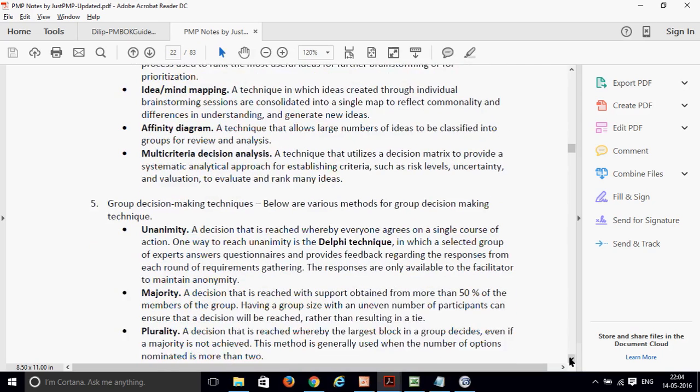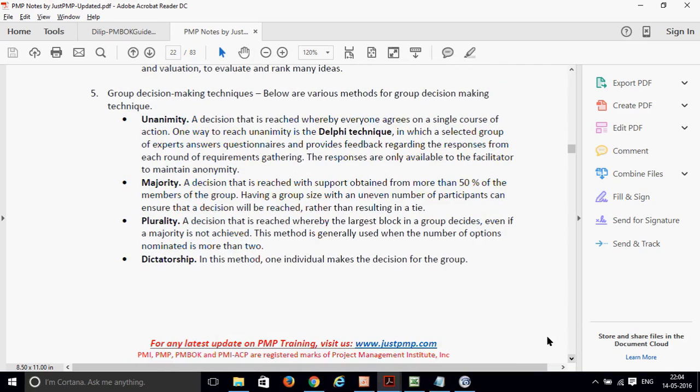Okay. What are the group decision making techniques? Below are the various methods for group decision. One is unanimity. Unanimity is a decision reached whereby everyone agrees on a single course of action. One way to reach unanimity is the Delphi technique.